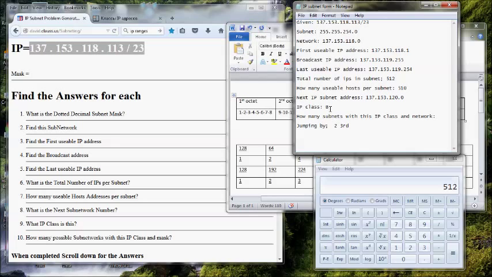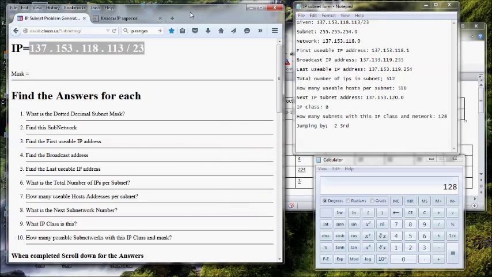and so the number of subnets is where you look at the number of borrowed bits and you do 2 to the power of however many borrowed bits you have. Now a class B is a /16. This is a 23. So let's do 23 minus 16, and that tells us that we have 7 borrowed bits. So we do 2 to the 7th power, gives us 128 subnets available in this mask.